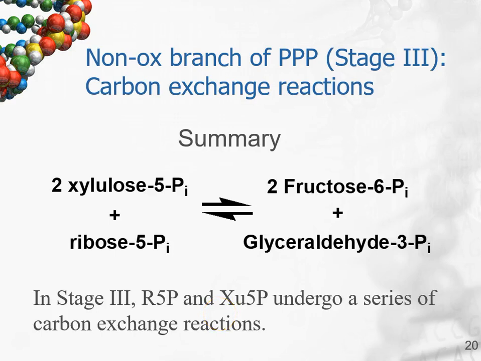In the last video, I explained how we used stage 2 of the non-oxidative branch of the pentose-phosphate pathway to obtain 2 molecules of xylulose 5-phosphate and 1 molecule of ribose 5-phosphate. In stage 3 of the non-oxidative branch of the pentose-phosphate pathway, we will transform these sugars into 2 molecules of fructose 6-phosphate and 1 molecule of glyceraldehyde 3-phosphate. And hopefully those molecules sound familiar, maybe more so than the others we've been talking about in this pathway.